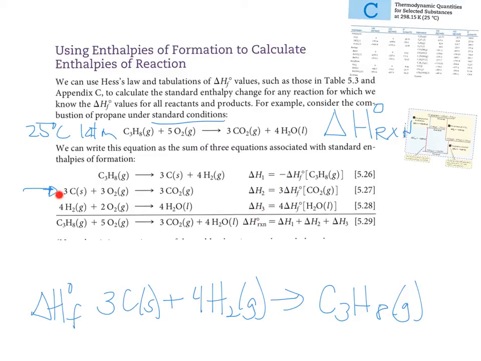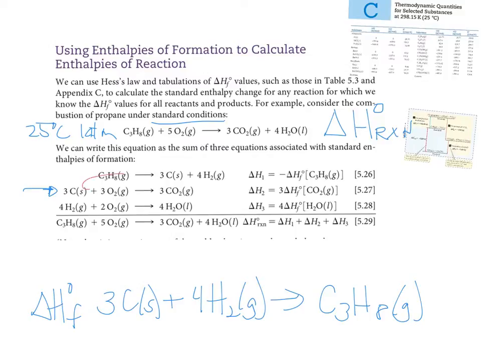The enthalpy of this equation is 3 times the enthalpy of the formation of carbon dioxide. We're calling the enthalpy of this equation delta H2. We're just giving them new names. And we're calling the enthalpy of this equation delta H1, it's the opposite of the enthalpy of formation of propane. Let's see what happens when we add up these 3 equations.